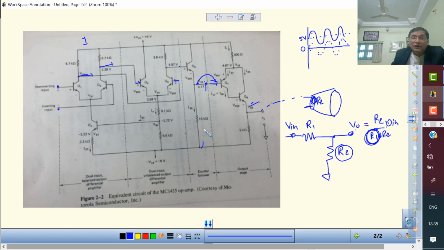So we need this push-pull amplifier which has very high input resistance and very low output resistance.